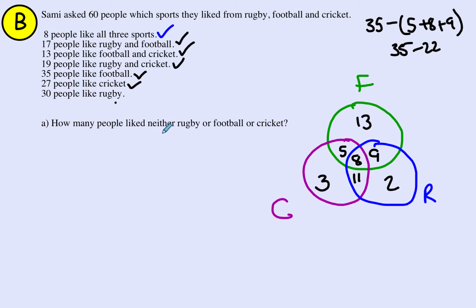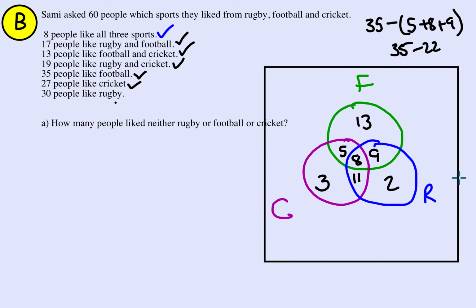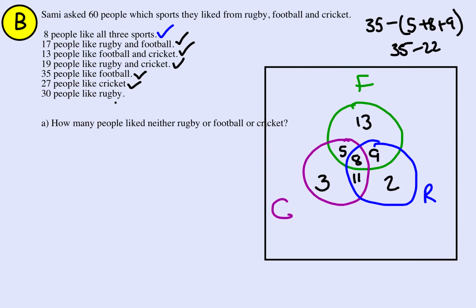How many people like neither rugby or football or cricket? So what I need to do is enclose my Venn diagram with a rectangle, and then figure out how many people are represented in my Venn diagram. So I've got to add up all these numbers. So you've got to do 13 plus 5 plus 8 plus 9 plus 3 plus 11 plus 2. So you can do that on the calculator. And obviously you can do that with me and verify my answers.